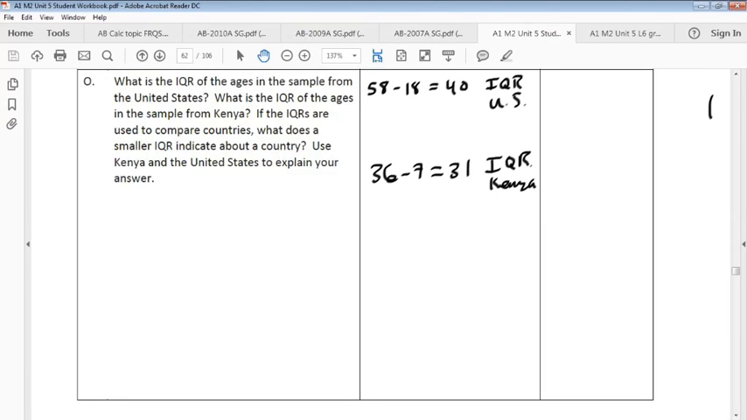Okay, so we found the IQRs, and the next part of the question says, if the IQRs are used to compare the countries, what does the smaller IQR indicate about the countries? A smaller IQR shows us that there are more people around the median age. And you can see that by looking at the histogram. More people live to be around the median age of each country. And that's it. That's using the histogram and the box plot to analyze data.